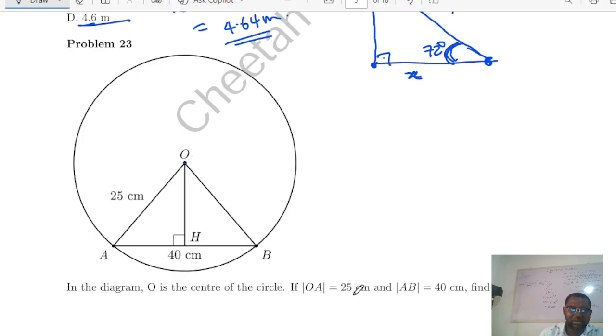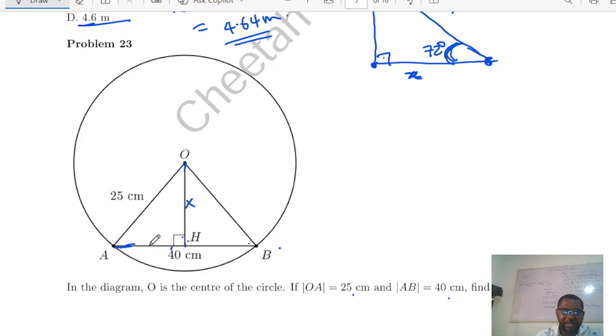If OA is 25 centimeter, this is OA. AB is 40 centimeter, AB 40 centimeter. Find OH. We have to find this OH here. Let me call it X. Oh, this is very simple. Now, according to one of the laws of circle geometry or of chords, this is a chord here, any line from the center will bisect the chord perpendicularly. It's a perpendicular bisector of the chord. That means if any line from the center cuts the chord into two equal parts, it's going to be perpendicular.